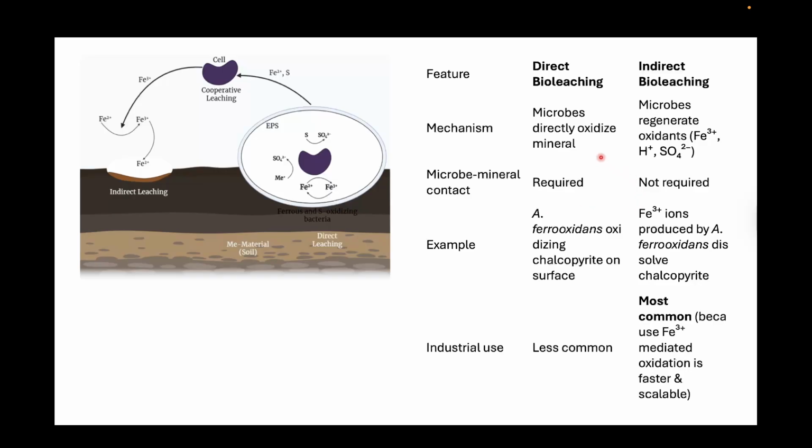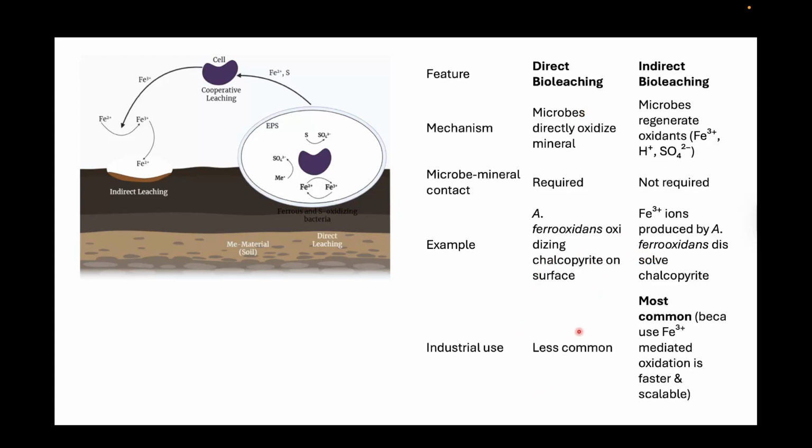Microbe-mineral contact is required in direct bioleaching. In indirect bioleaching, the contact is not required, but the microbe needs to be in the vicinity of the material so that an acidic environment is maintained in which the microbe functions, and which also provides the oxidizing power to convert ferrous to ferric ions. For example, A. ferrooxidans oxidizes chalcopyrite on the surface, while Fe3 plus ions produced by A. ferrooxidans dissolve the chalcopyrite. So the same bacteria can perform direct as well as indirect bioleaching.